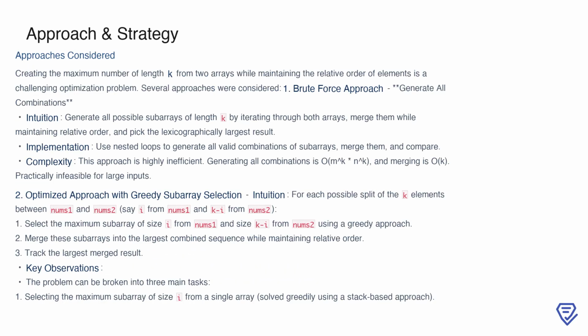Creating the maximum number of length k from two arrays is indeed a challenging optimization problem because we must maintain the relative order of elements while achieving the largest possible sequence. One approach we considered was the brute force method.